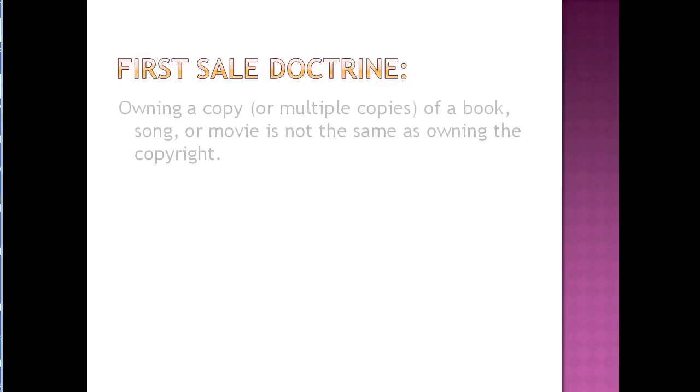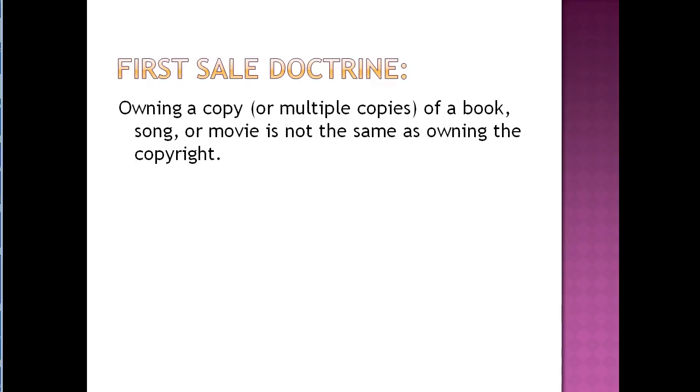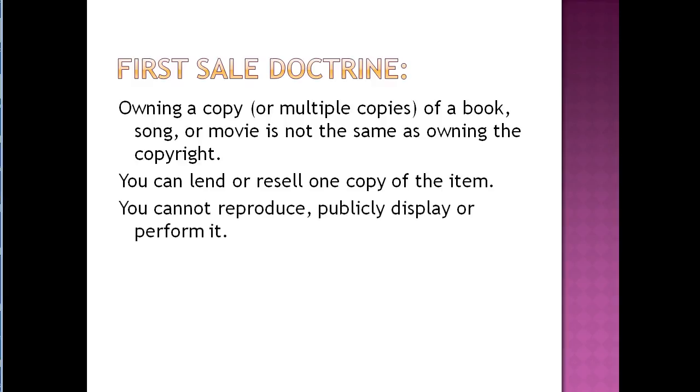The first sale doctrine basically says that you can own a copy, or you can have multiple copies, of a book, a song, or movie, but what's important to remember here is that is not the same as owning the copyright. If you own a copy, you are allowed to lend it and to resell that copy that you own. You cannot reproduce it or display it publicly or perform it. So again, owning a copy allows you to lend it and resell that one copy, but it is definitely not the same as having the copyright, which allows you to reproduce or publicly display and perform.